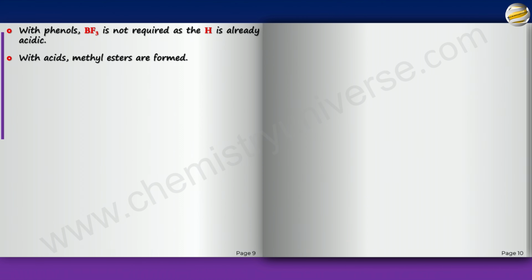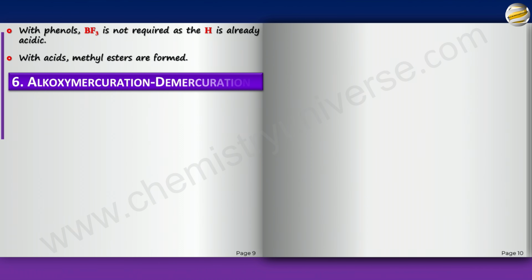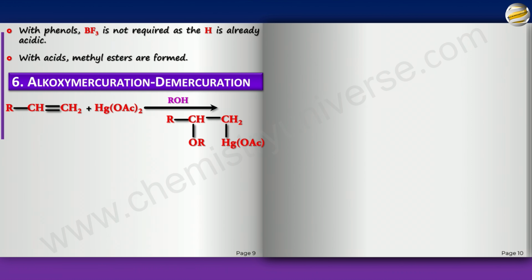And the last method that we have is the alkoxymercuration-demercuration. Now we've already done this in alkenes. As we did oxymercuration-demercuration, there we used water, so we got an OH. Here we use an alcohol as the solvent, and we get the product. And then we reduce it, and then you get this ether.